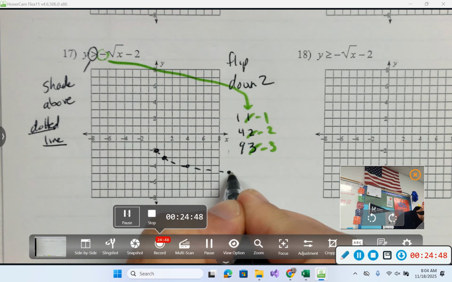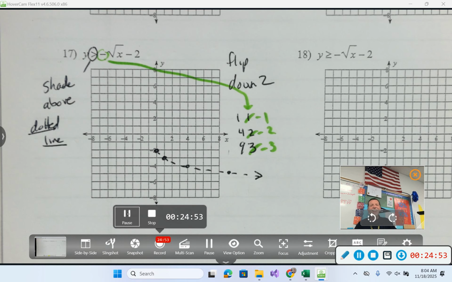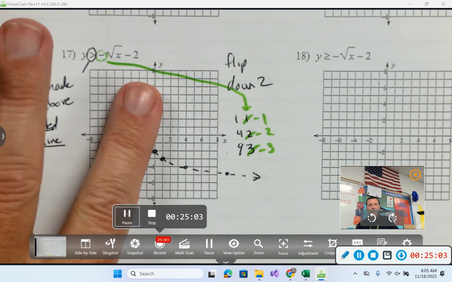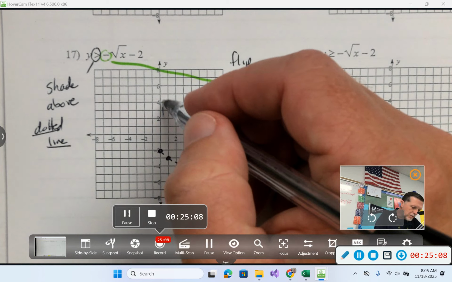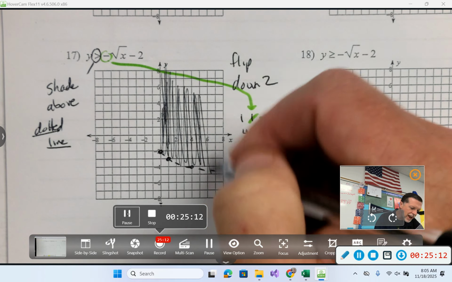Sounds like somebody did the solid line before they thought about the dashed line. And then where am I shading? Above the graph. So be careful on this one. I'm not going to shade anywhere on the left-hand side because that's not above the graph. I want to shade everywhere above the graph. So this might look kind of weird, but above the graph.